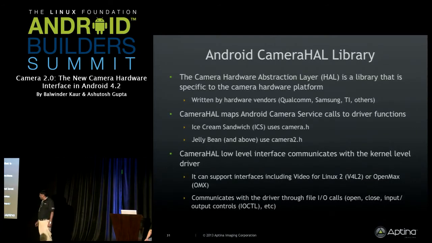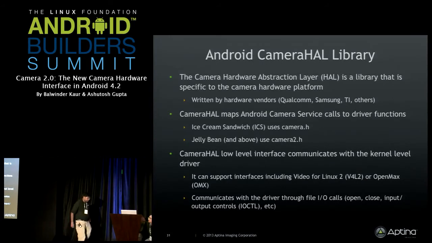The camera HAL also talks to the camera driver. There can be multiple flavors of driver available. Some of the most popular ones are V4L2 and OpenMax. On top of that, vendors can have their own proprietary implementations of the driver, just in case they don't want to expose the functionality. It communicates with the driver through file I/O calls. These are standard Linux I/O calls that they use to talk to the camera device.